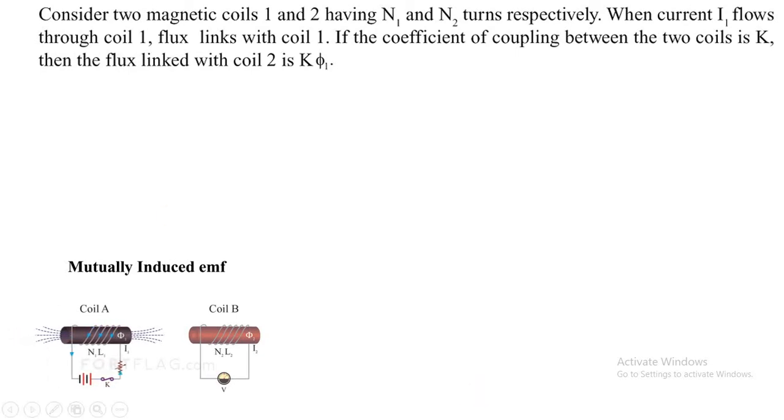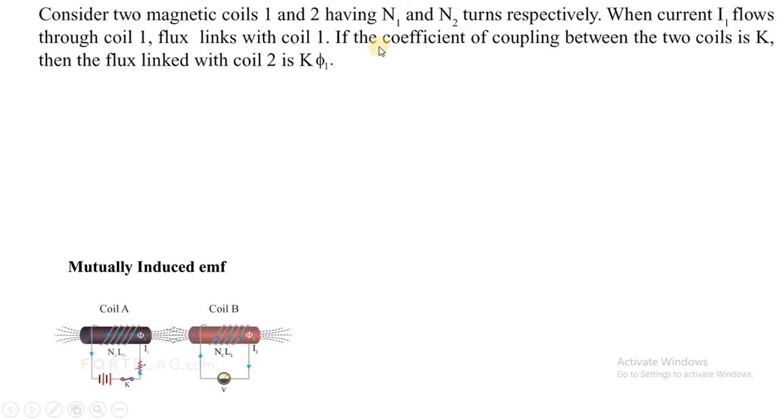Now the next thing I want to say. Consider two magnetic coils, 1 and 2. Here I have taken coil A as coil 1 and coil B as coil 2. Coil A has N1 turns, coil 2 has N2 turns. When current I1 flows through coil 1, if you see the image, coil A is considered as coil 1 and coil B as coil 2. So the current I1 is flowing through coil 1, which has N1 turns.